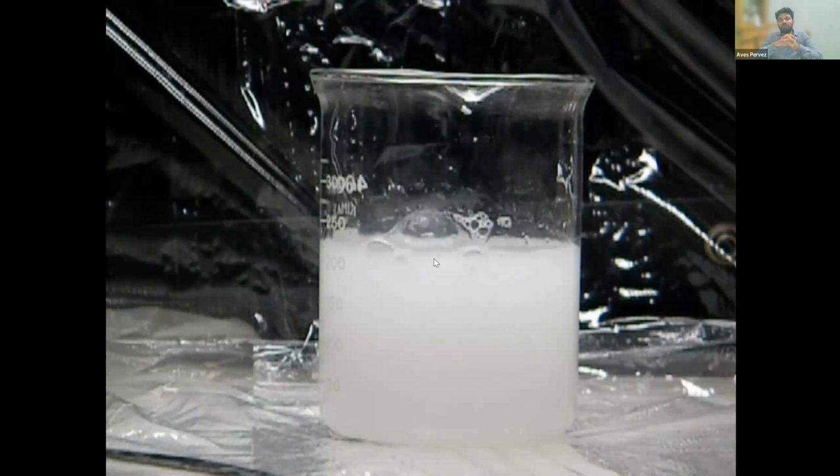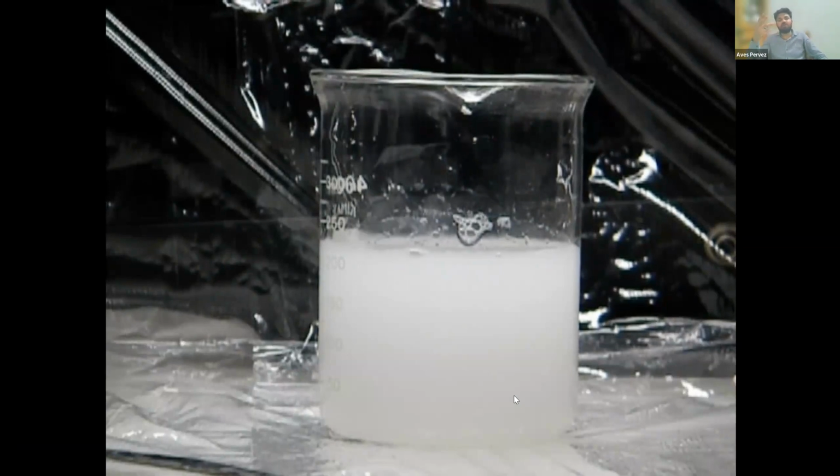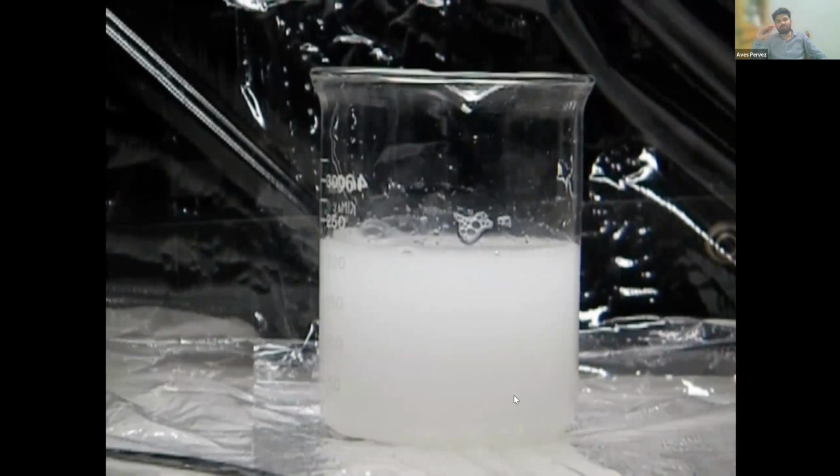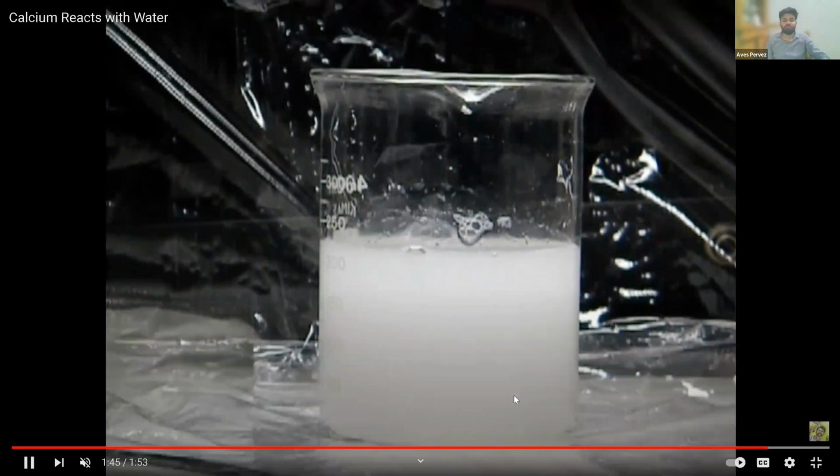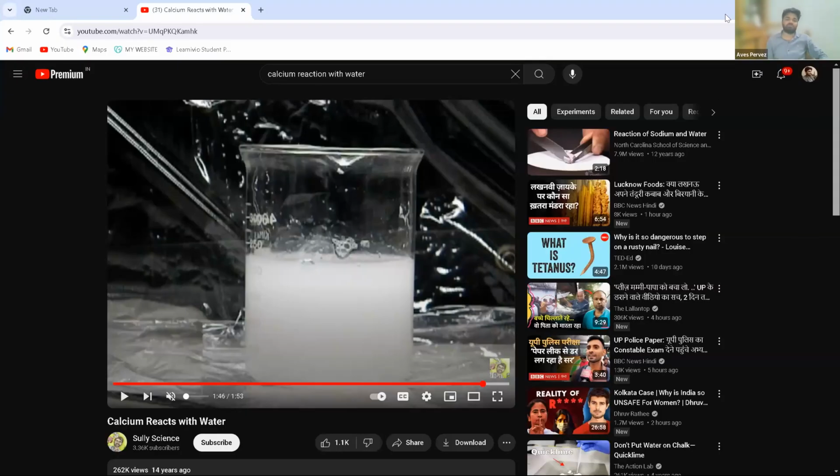Understood? Since calcium is more reactive than magnesium, magnesium tries to uplift but does not work. First of all, it requires hot water for its reaction. So this is the reason why calcium floats on the surface: the hydrogen gas sticks to the surface of the calcium metal, and these bubbles provide upthrust and help in floating the calcium metal. Understood? Yes or no? Understood, everyone? So let's move on.